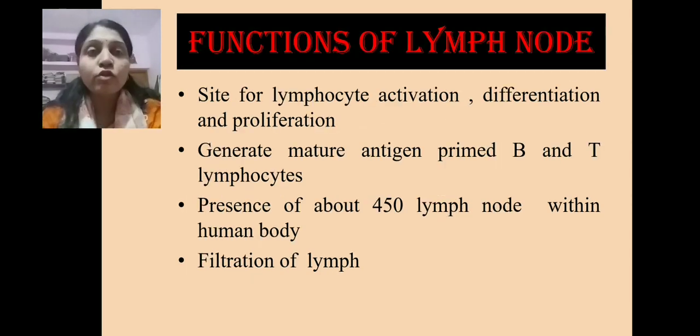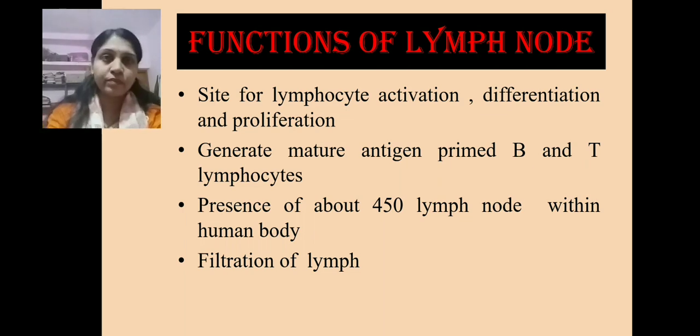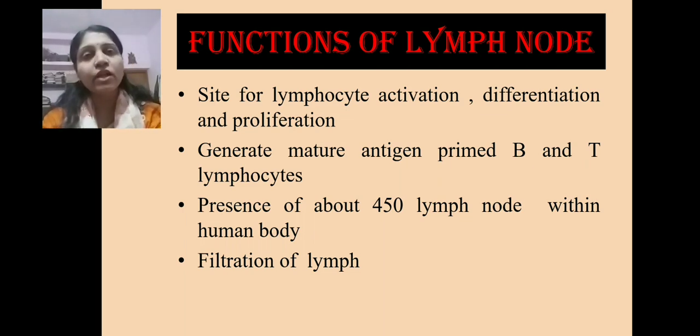Now we switch over to the functions of the lymph node. The major functions of the lymph node, which is the most important secondary lymphoid organ within our body, as we discussed earlier: up to 450 lymph nodes are present within the human body, and these lymph nodes are responsible for generating the immune response. Within that, these lymph nodes are responsible for the filtration of lymph.